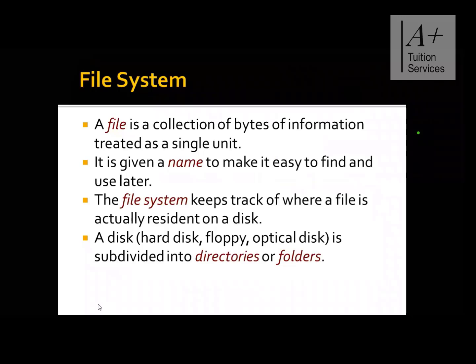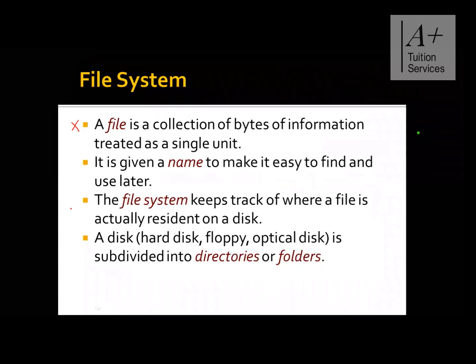Now we're talking about the file system. A file management system was one of the functions of an operating system. A file, and these are things you need to know, is a collection of bytes of information treated as a single unit. It is given a name to make it easy to find and use later. So each item on your desktop has a name. Some of them are known as files. And the file system is what keeps track of where a file actually resides on a disk.